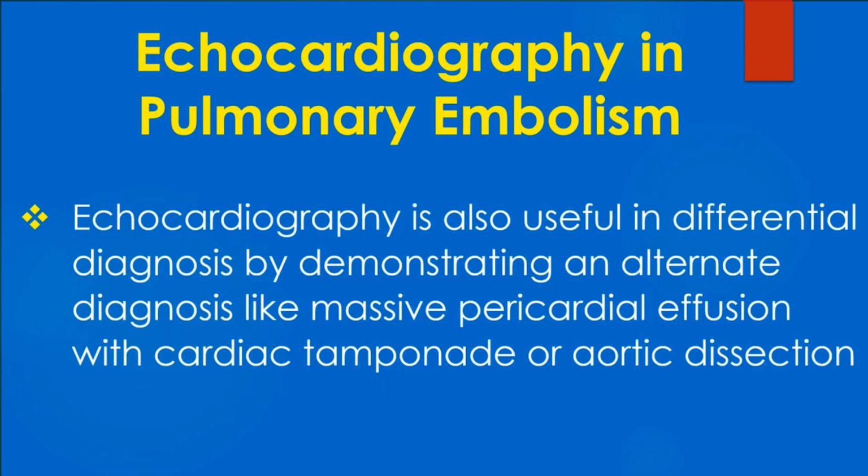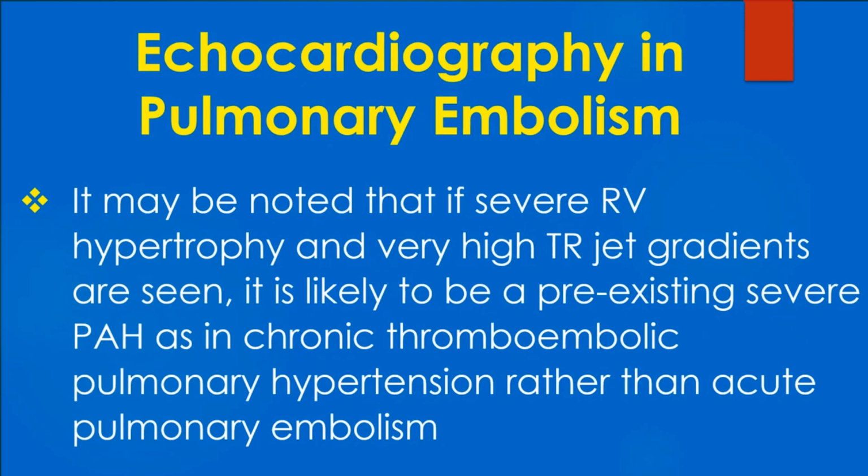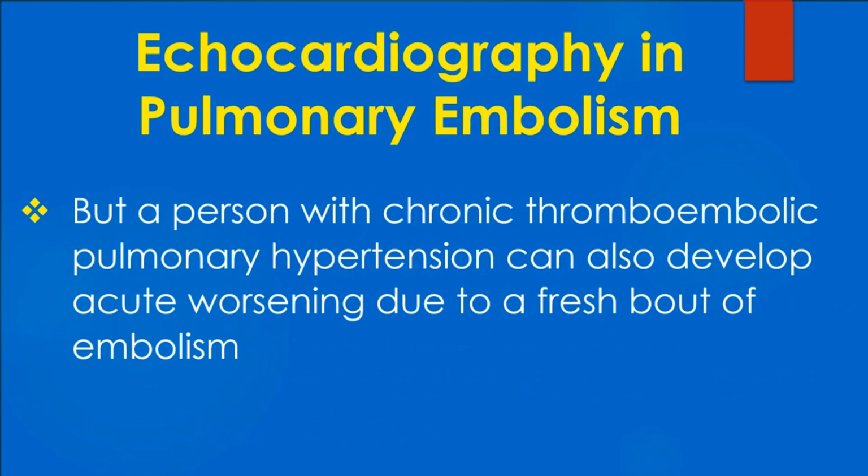Echocardiography is also useful in differential diagnosis by demonstrating an alternate diagnosis like massive pericardial effusion with cardiac tamponade or aortic dissection. It may be noted that if severe RV hypertrophy and very high TR jet gradients are seen, it is likely to be a pre-existing severe PAH as in chronic thromboembolic pulmonary hypertension rather than acute pulmonary embolism. But a person with chronic thromboembolic pulmonary hypertension can also develop acute worsening due to a fresh bout of embolism.